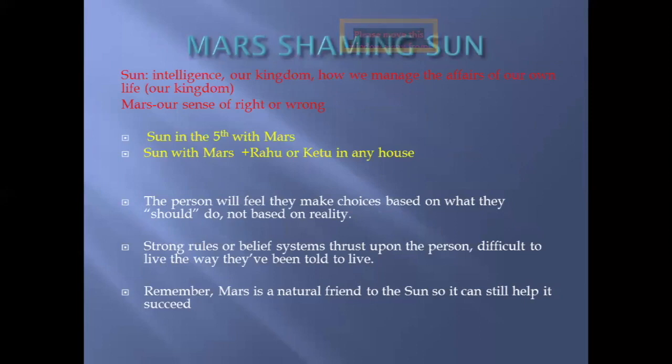Okay, so let's get into the shame Avastha. So what happens when Mars is shaming the sun? Now the sun is our intelligence, it's our kingdom. It's how we manage the affairs of our own life, of our own kingdom. And Mars is our sense of right or wrong, how we take action. And when does this shame happen? It happens when the sun is in the 5th with Mars, or when Sun is with Mars plus Rahu or Ketu, and this can happen in any house.